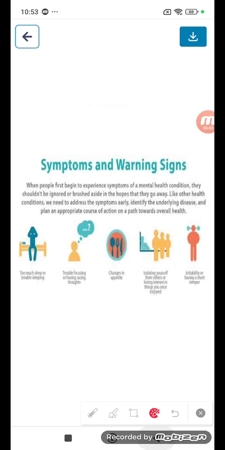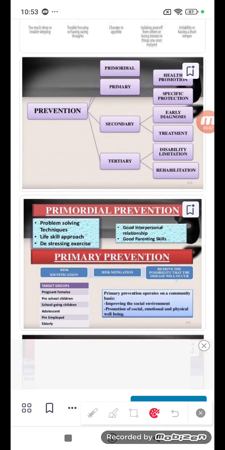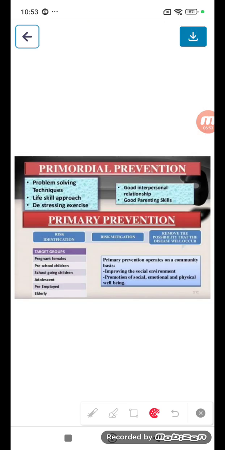Okay. So now we'll discuss prevention. There are three different types of prevention: primary, secondary, and tertiary. First of all, we'll focus on primary prevention. Here, first of all, problem solving techniques, life skills approach, de-stress exercises, good interpersonal relationships, and good parenting skills. These are provided to that type of patient.